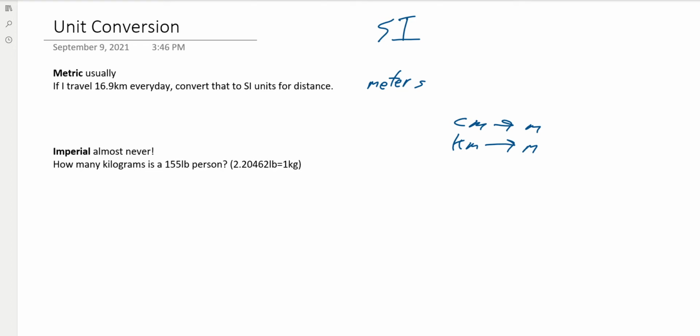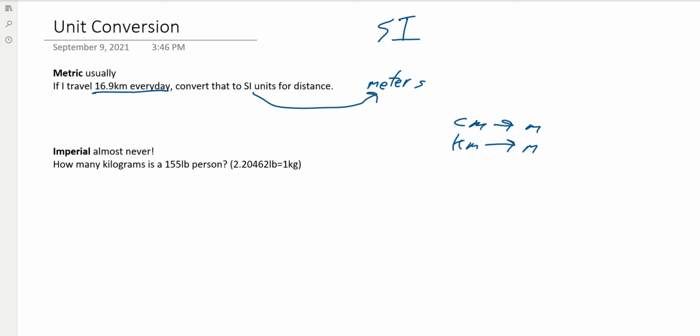If I travel 16.9 kilometers every day, that's about my travel distance from home to work and back. Convert that to SI units for distance. Okay, so SI units for distance, that's meters.